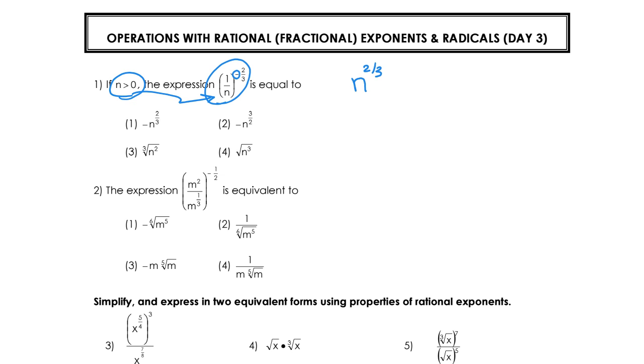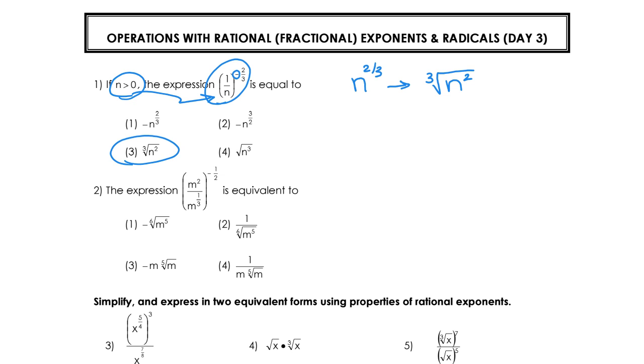Okay, and then we're going to go ahead and rewrite that so that it's a radical. N's going to go underneath, 3 is going to go in the crack because it's on the bottom, and our square will stay on the n. And we're going to look for our correct answer, and we see that it is number 3.